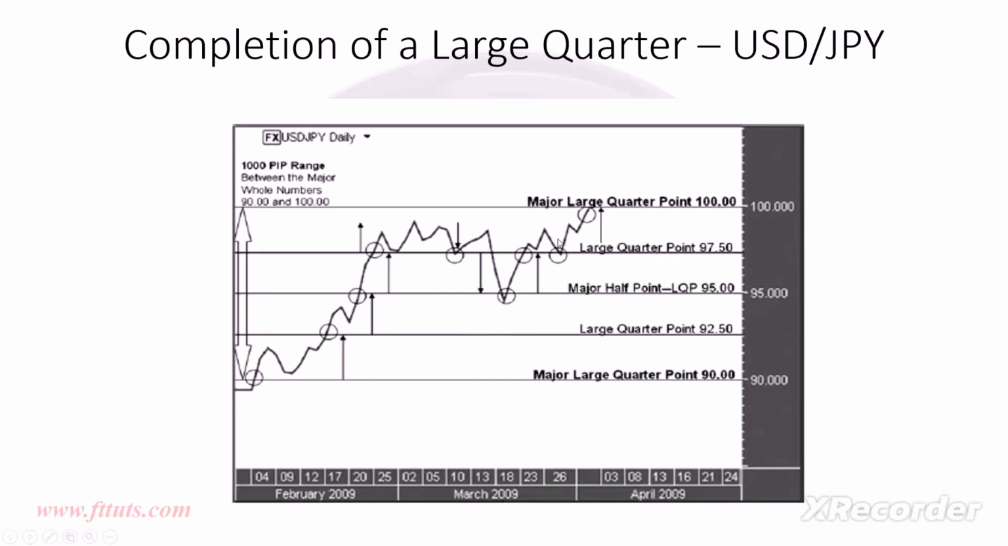It breaks through, hits the 750 again, and just coming off of our market structure modules, you can see right away exactly what this market pattern is, this structure. We have an inverted head and shoulders hitting exactly at these quarter point levels almost perfectly, and then continues up and completes at this major large quarter point of 1,000 pip range.